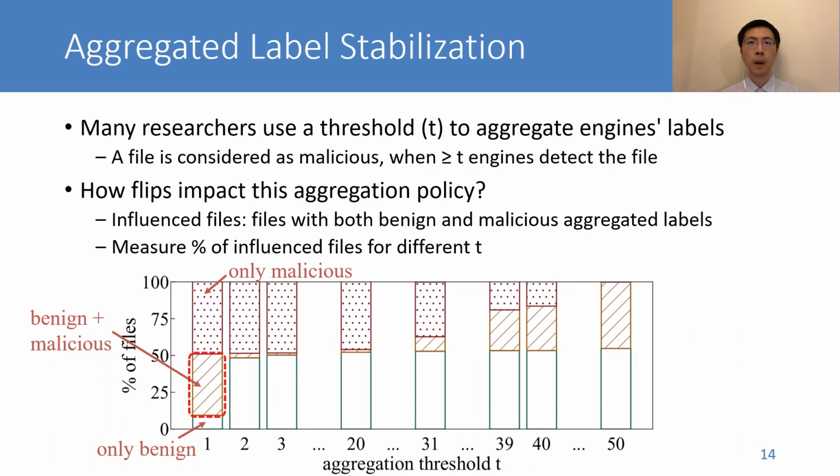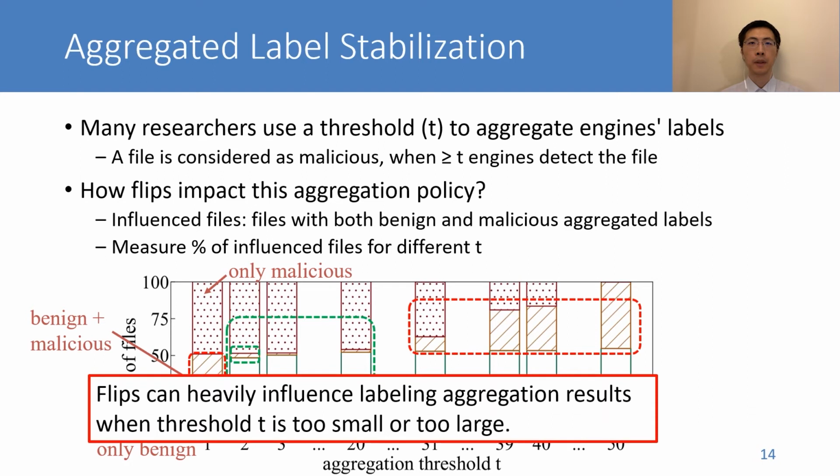When T is equal to 1, a large portion of files' aggregated labels are influenced by flips. However, when T is equal to 2, the number of influenced files significantly decreases. When T is in the range from 2 to 20, the ratio of influenced files is less than 4%. When T is large, the ratio of influenced files becomes large again. In sum, flips can heavily influence labeling aggregation results when T is too small or too large. When T is from a reasonable range, the aggregate labels are likely to be stable.